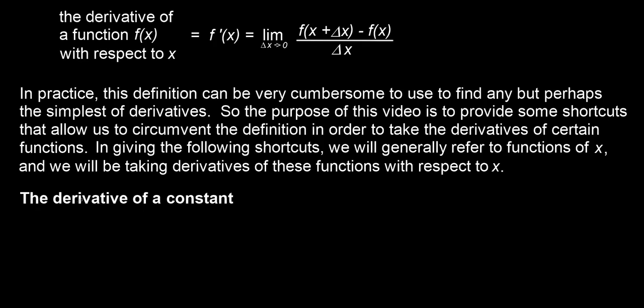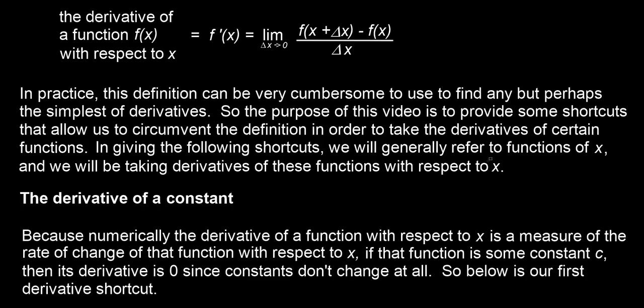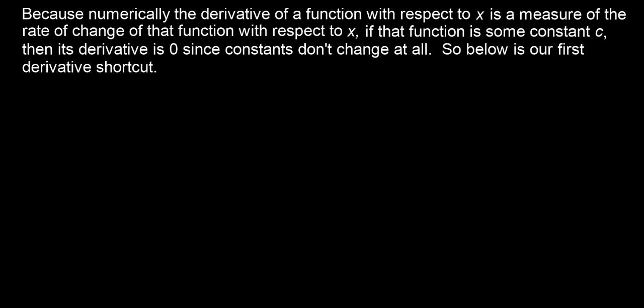So the first thing I want to talk about is the derivative of a constant. Numerically, the meaning of a derivative is the rate of change of something, the rate of change of a function. If a function is a constant, then by definition it doesn't change, so its rate of change would be zero. So here is our first shortcut: if c is a constant, then the derivative of c with respect to x, or really with respect to anything, would be zero.